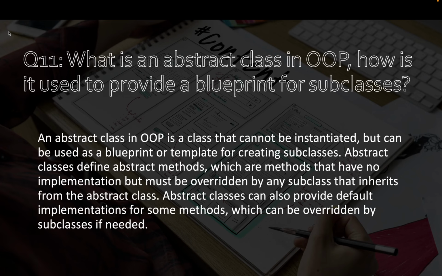Question number 11. What is an abstract class in OOPS and how is it used to provide a blueprint for subclasses? An abstract class in OOPS is a class that cannot be instantiated but can be used as a blueprint or template for creating subclasses. Abstract classes define abstract methods, which are methods that have no implementation but must be overridden by any subclass that inherits from the abstract class. Abstract classes can also provide default implementations for some methods, which can be overridden by subclasses if needed.